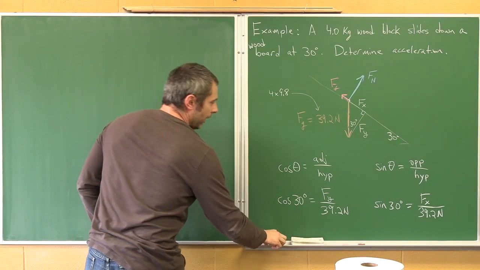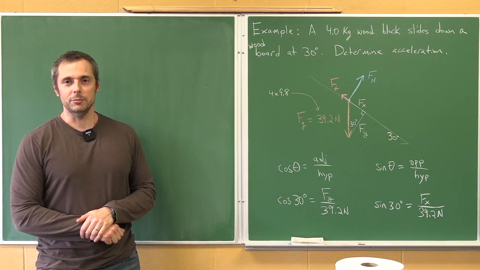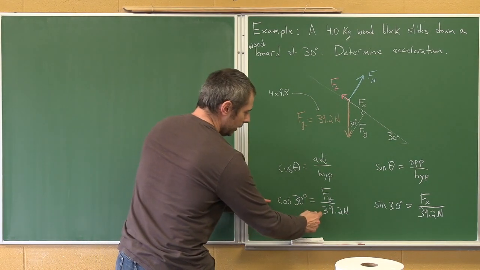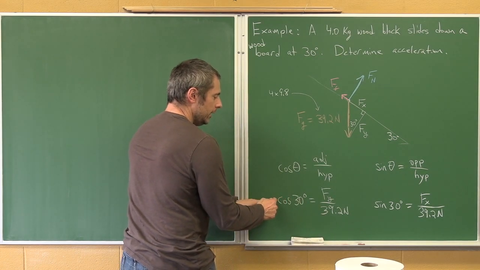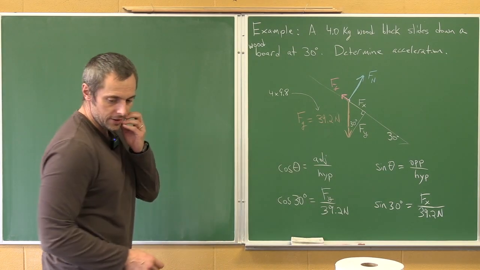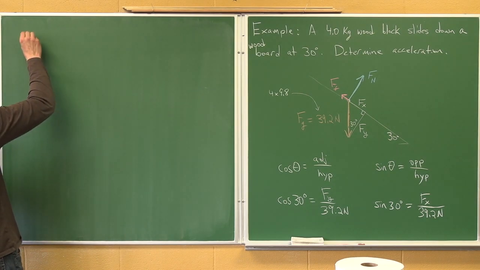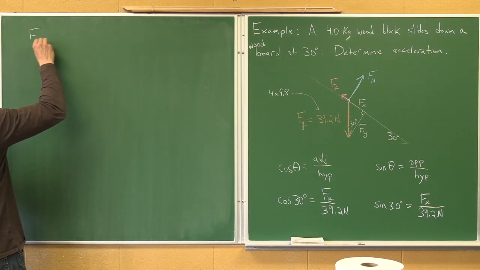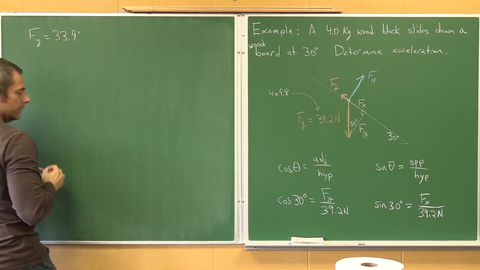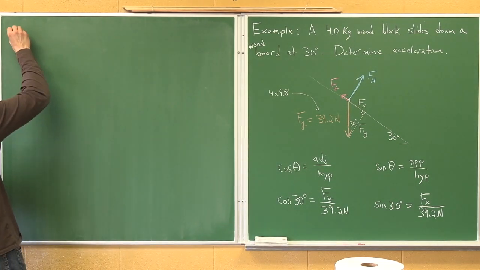Okay. All right, so if you need a moment, let me create a pause so you can catch up if you need to. Okay, so this one, we can multiply the 39.2 over to the cosine, so we get Fy is 39.2 times cos of 30, which comes out to be 33.9 newtons. So Fy equals 33.9. Actually, let me do it a little more to the left. Utilize all the board space.